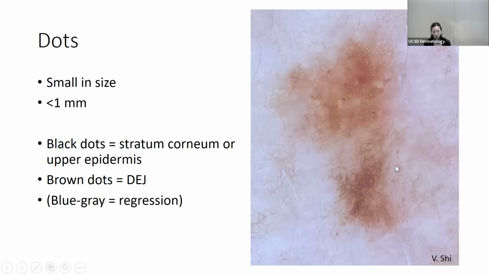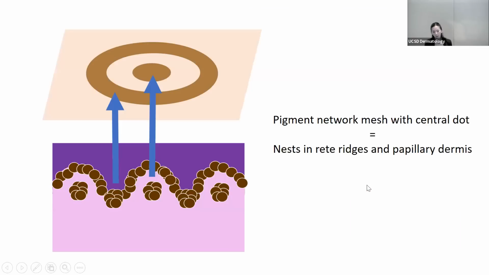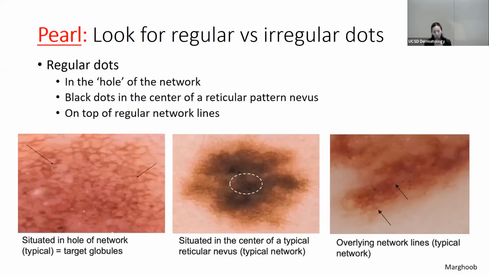This lesion, I actually was worried about. I thought that the pigment network down here is a little bit thicker than up here. It's darker down here. I biopsied this and it was just a benign nevus, but going back to look at it, it has some nice examples of these normal dots that you might see. Most of these ones are in the middle of the network. So hopefully you can see that there. It's like in the hole of the network. The reason for this is, again, we've talked about the rete ridges forming the actual network. And if you also have nests in the papillary dermis, then that corresponds to a brown dot in the middle of the network. So what you want to look for is regular dots versus irregular dots.